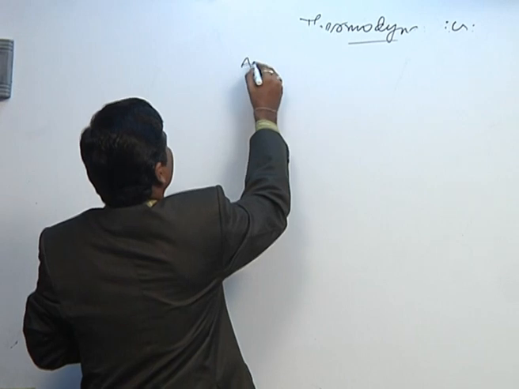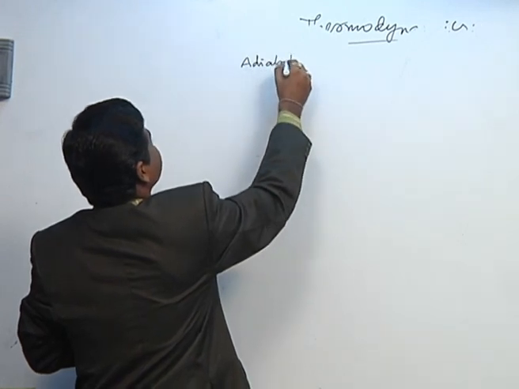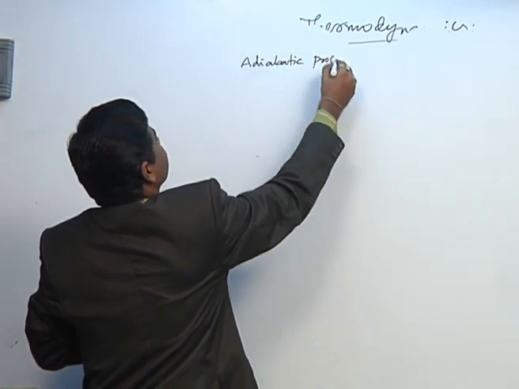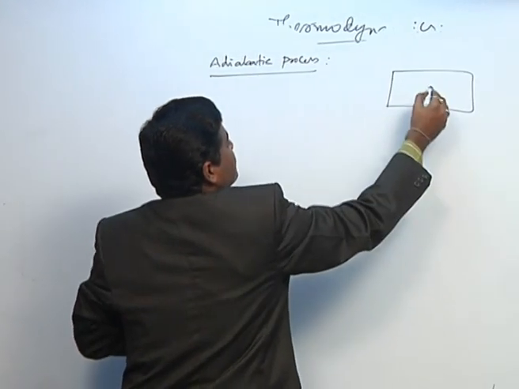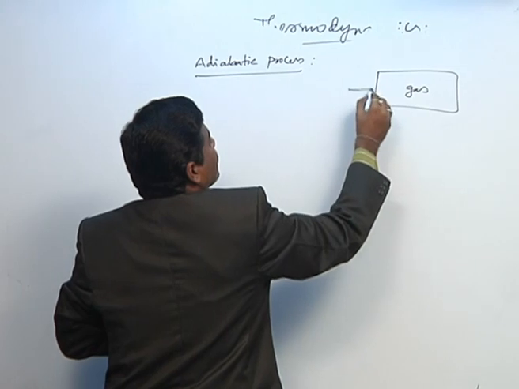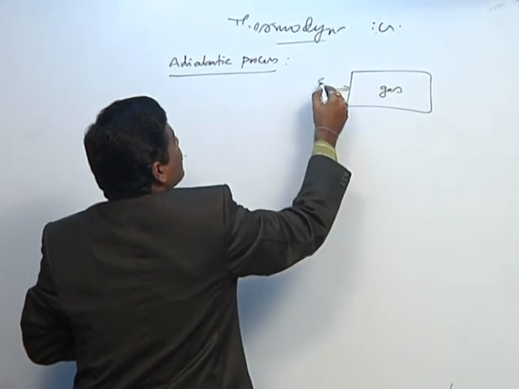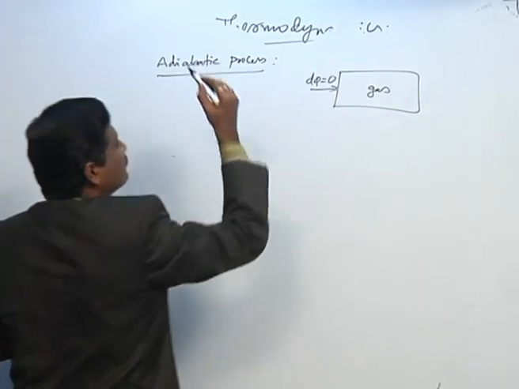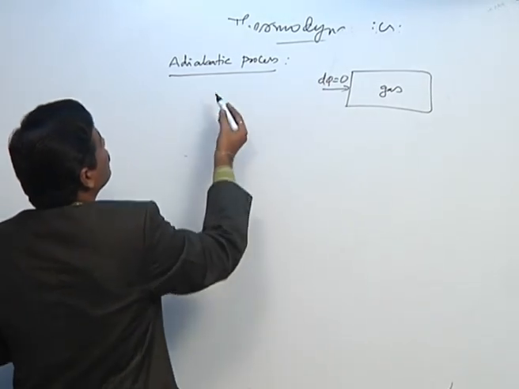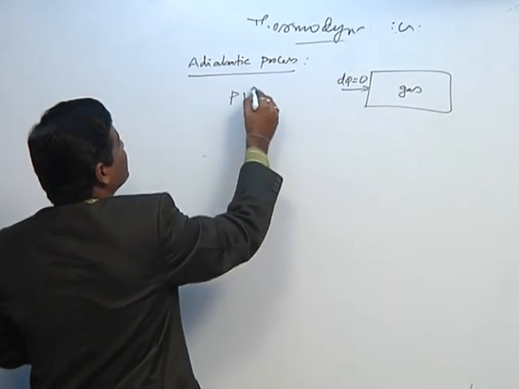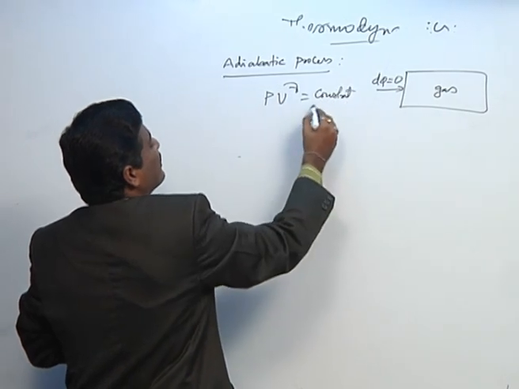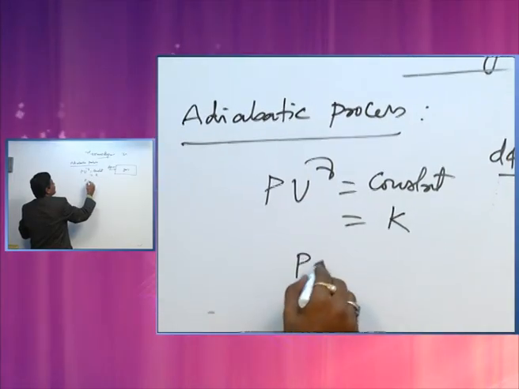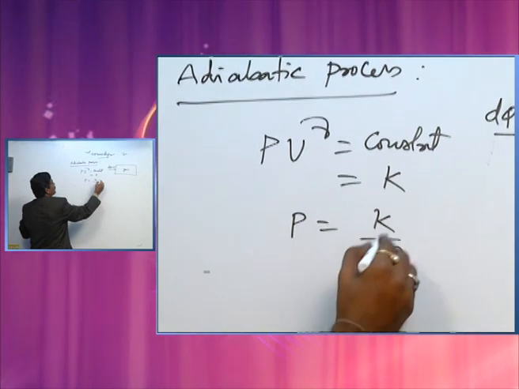So, this is another process, the adiabatic process. Here our assumption is that if the system is a gas, whatever is supplied to the system, this dq, has to be 0. Then dq is equal to 0, and for this adiabatic process PV to the power of gamma is equal to constant. This constant can be taken as k, so P is equal to k by V to the power of gamma.